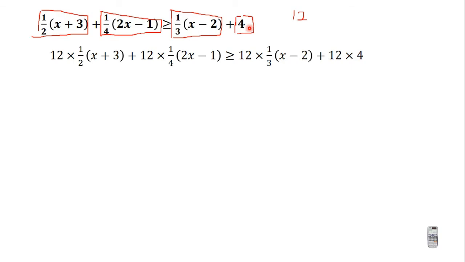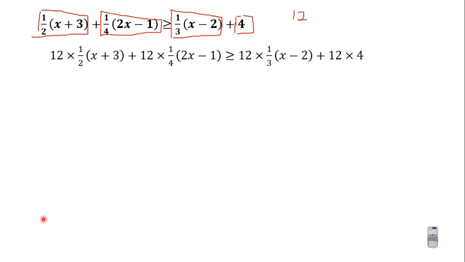So you first find the fractions, you find the LCM of the denominators, then you identify the terms and you multiply each term by the LCM. Remember, in the question, you don't have to put these boxes around them. I just put the boxes there to explain to you what the terms are. So if you identify the terms, then you multiply each term by the LCM.